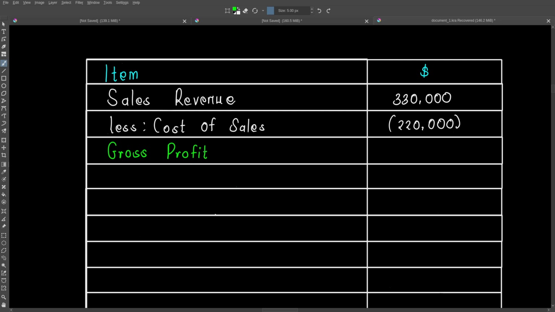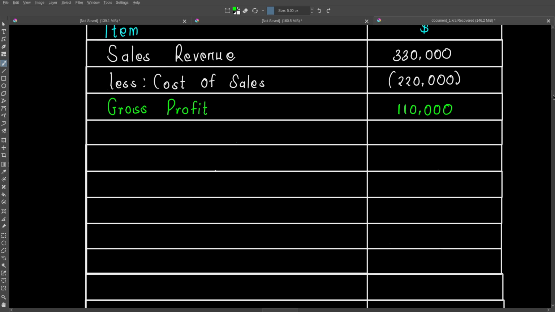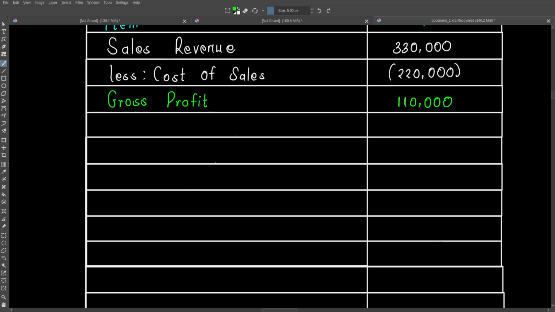Okay, so in our case here, our gross profit is going to be 110,000. So what next is there? There are two classifications of expenses: selling and distribution expenses, and administrative expenses, or rather operating expenses.